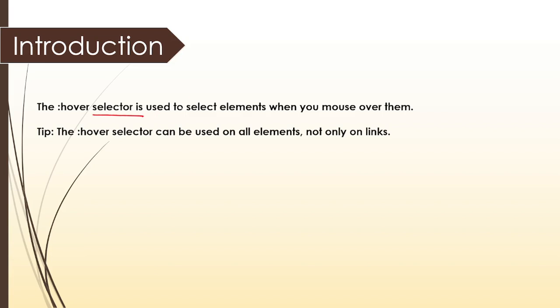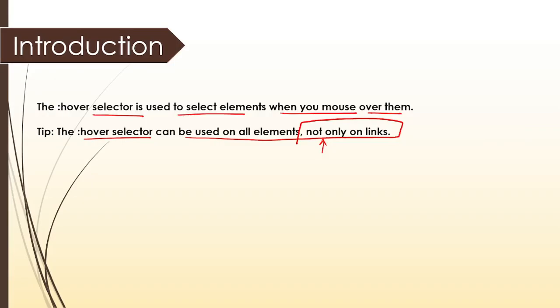So the hover selector is used to select elements when you mouse over them. And its tip is that the hover selector can be used on all elements, not only on links. Okay, we cannot use it only on links. We can use this selector on every element of HTML, right?